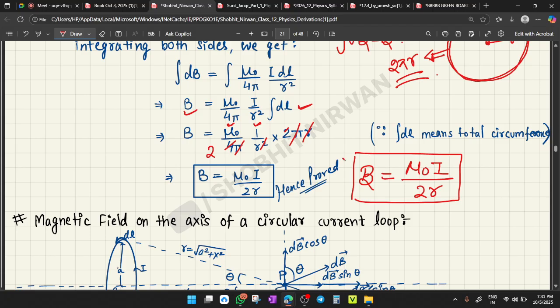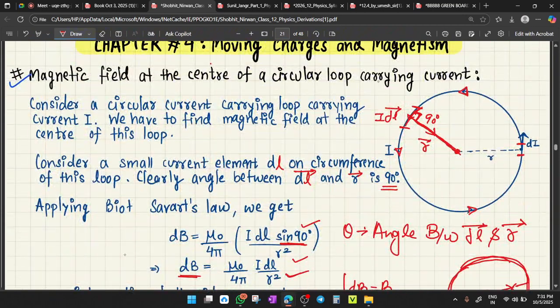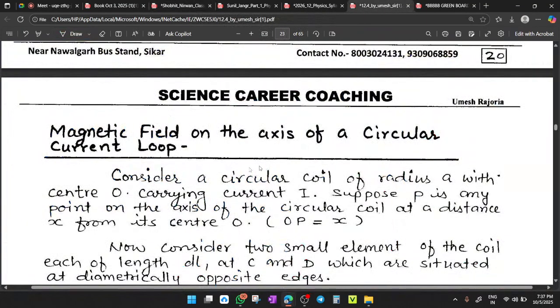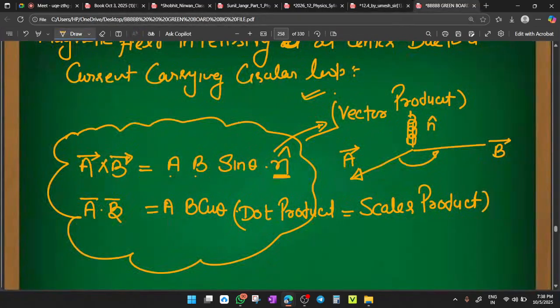Clear? So this is the first derivation, for the magnetic field intensity at the center of the circular loop carrying current. Note it. So guys, our next derivation is the magnetic field on the axis of a circular current loop. Just now we found the magnetic field at the center of the loop, but now we have to find the magnetic field on the axis of the loop, like this.